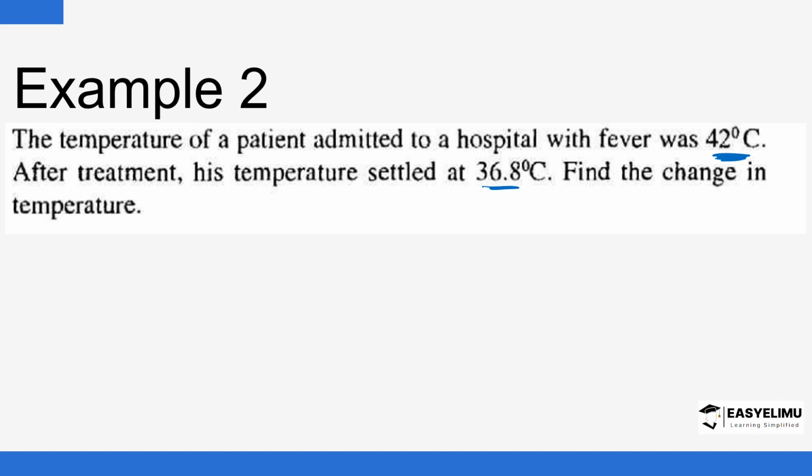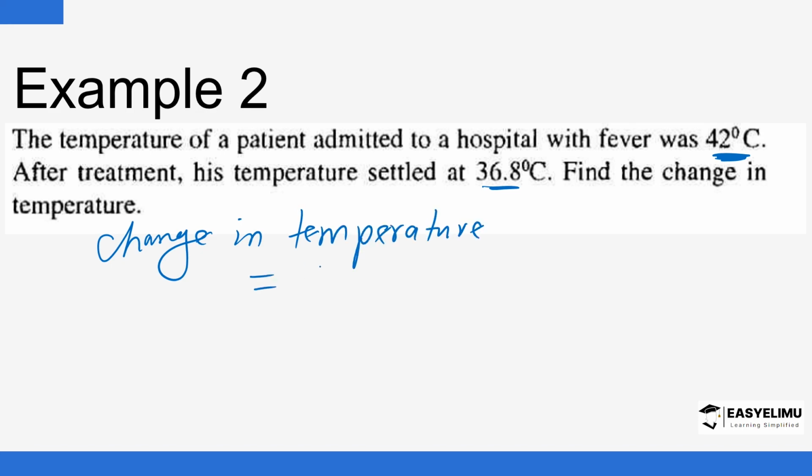So the change in temperature is going to be the larger one. Remember, when you talk about difference, you take the number that is greater, and you subtract the number that is smaller. So we have 42 minus 36.8, and you're going to get the difference in temperature. So how do you do that operation here?